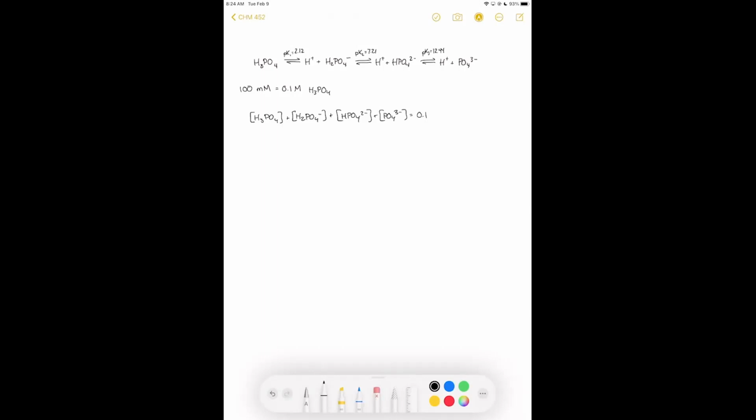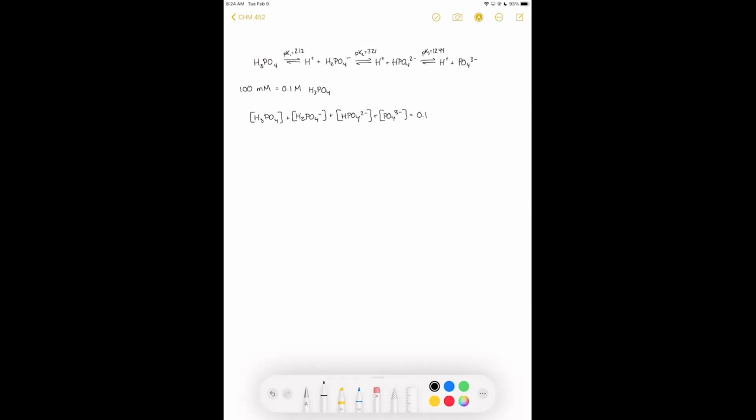Now, how do we figure out the relative ratio between these 4 compounds? And that is where the Henderson-Hasselbalch equation comes in. The Henderson-Hasselbalch equation tells us the relative ratio of acids to conjugate bases in a buffer system at a certain pH. And so we're going to use that.